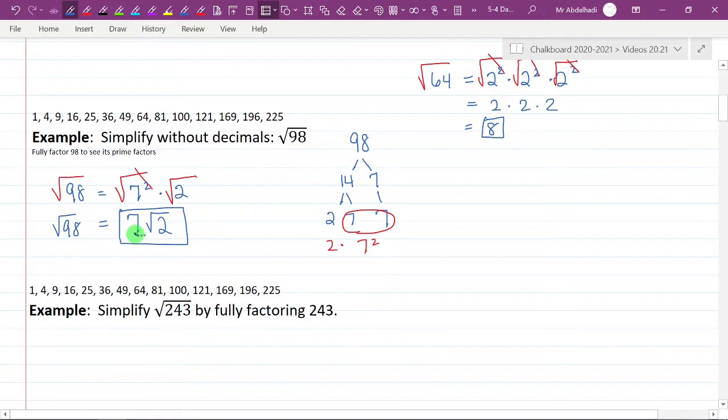That's how you pronounce this. You could say 7 square root of 2, but it's a lot of syllables. So we say 7 radical 2. And that's how you would pronounce this.